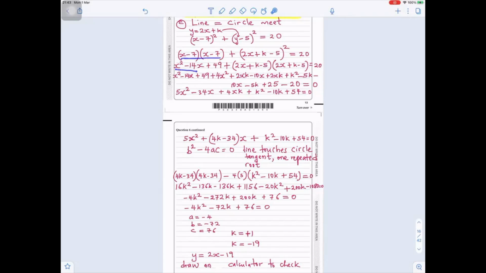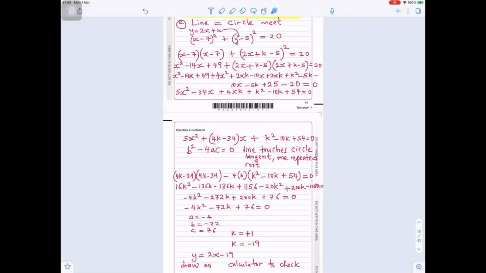And that gives us x squared minus 14x plus 49. And we expand this (2x + k - 5) squared. When we write it twice like that and expand it, you will get all of that. Then we start to collect like terms and put them together, and you would eventually get this expression. So A is this, B is that, and C is this one.